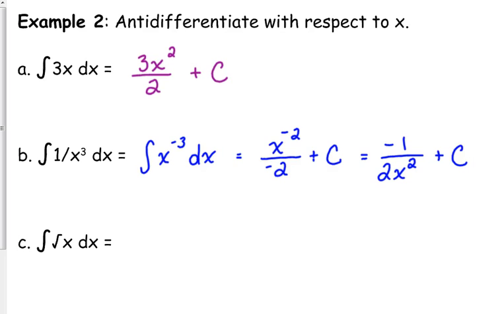I could take the derivative of either one, and it should give me 1 over x cubed. If I take the derivative of this right here, the coefficient stays, I bring down the exponent, and I subtract 1 from the exponent. That all cancels. It's just x to the negative third.